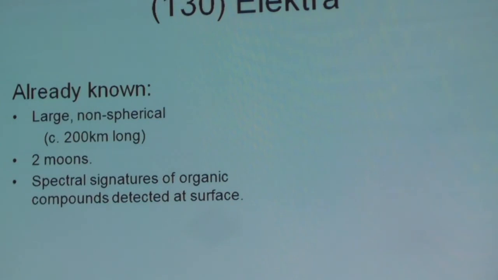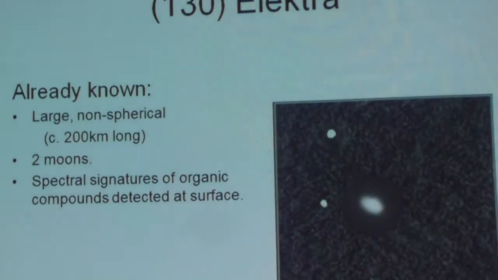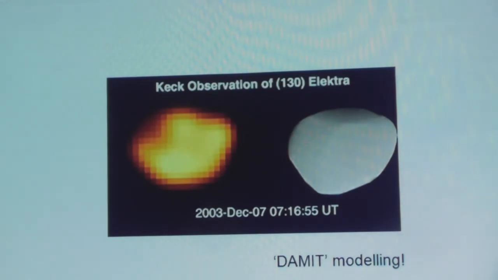Some of the composition is known, and there's a not very good composite from the VLT. Not quite sure why it's so. Anyway, this is some of the modelling that had already been obtained from photometric analysis of it. And that is known as the DAMIT technique, the Database of Asteroid Models from Inversion Techniques.